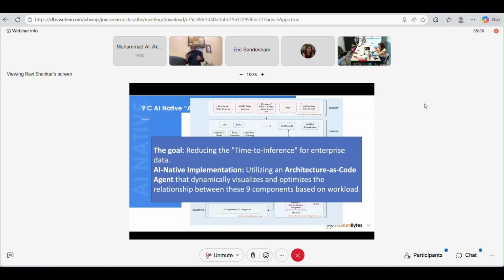And the AI-native implementation is going to use a new model, architecture as code. It should visualize the relationship between the 9 components. Do you need all these 9 components always? Sometimes you may not need them, depending upon your use case. Why can't your agent decide that for this use case, I am going to use only 3 of the 9 C's? In some other use case, 8 of the 9 C's. Leave that intelligence to the agent to build and decide which of these components to use. Holistically, all the 9 C's are there, but optionally, they are used.